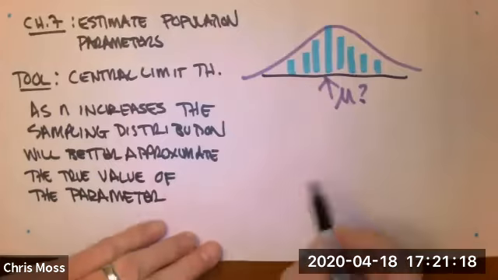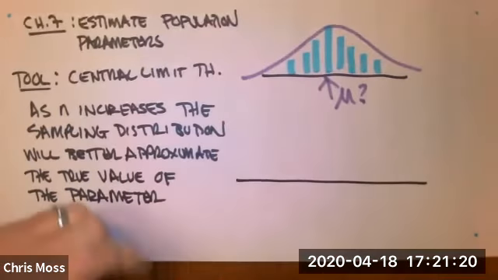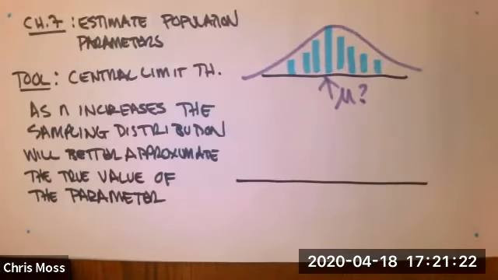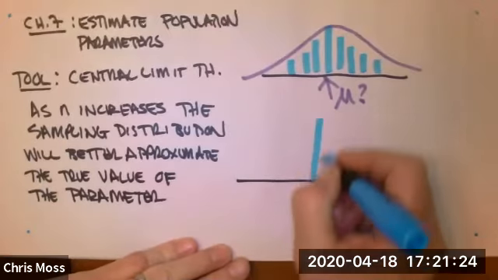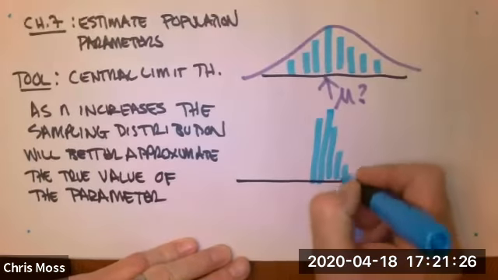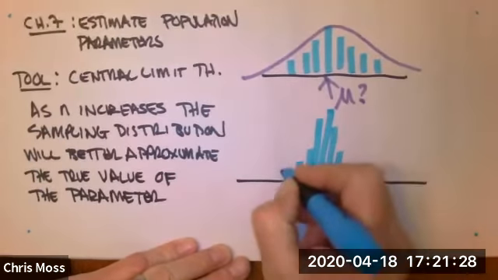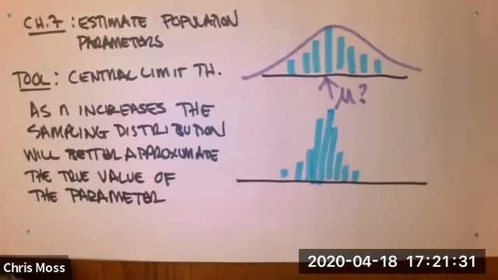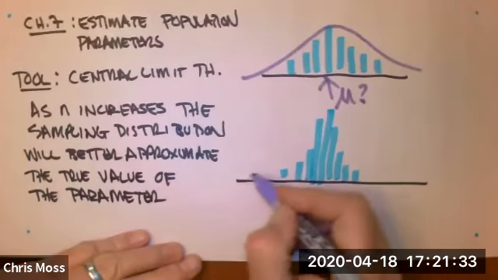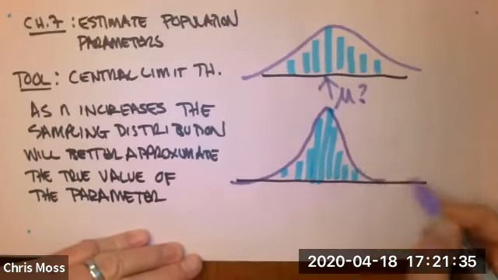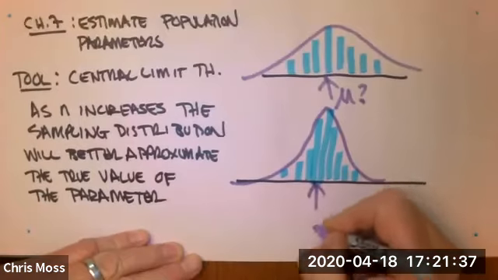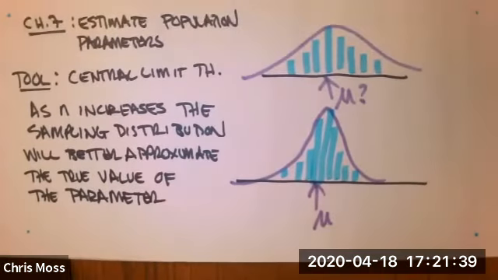On the other hand, when my sample size is large, the distribution is much more concentrated, and I'm able to better approximate where the true parameter might be. So this is what we are going to take a look at.